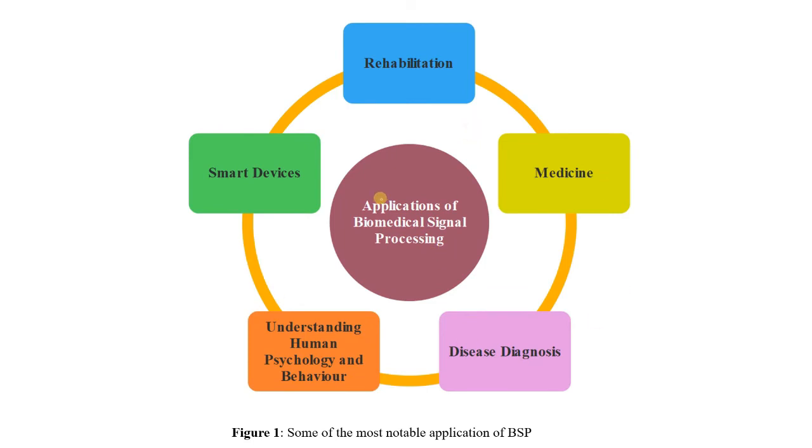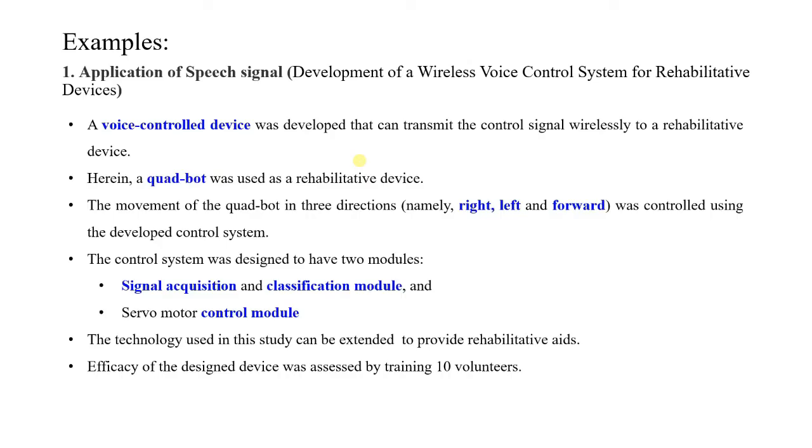So broadly, if you look, the applications of biomedical signal processing can be categorized into these five domains: rehabilitation engineering, the field of medicine, disease diagnosis, understanding human psychology and behavior, and development of smart devices. For example, first I will go with this application of the speech signal. One of our students developed a wireless voice controlled system for rehabilitative devices.